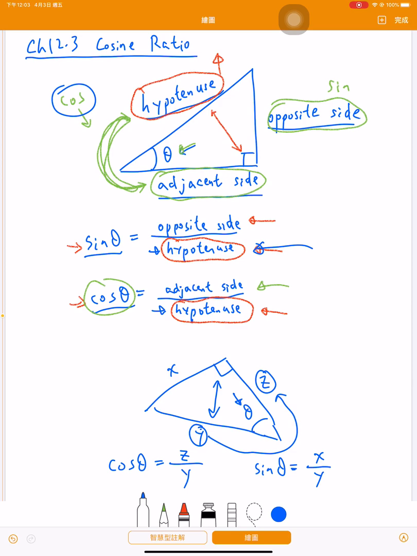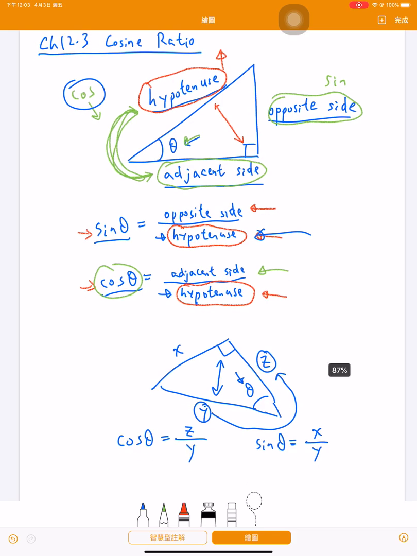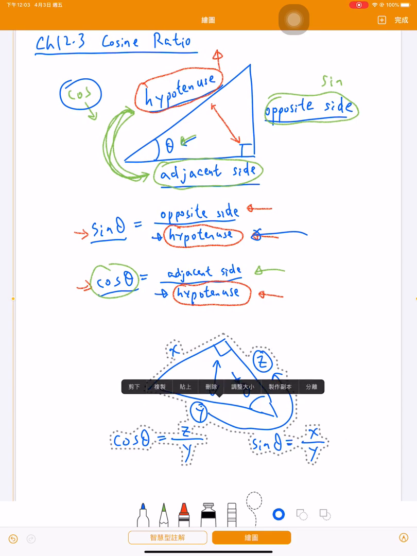Then I will do the exercise in the next video, but I'm going to talk about one more property of cosine theta.